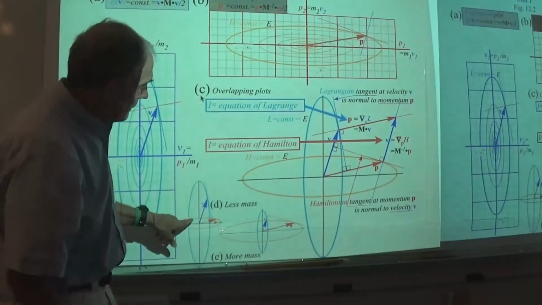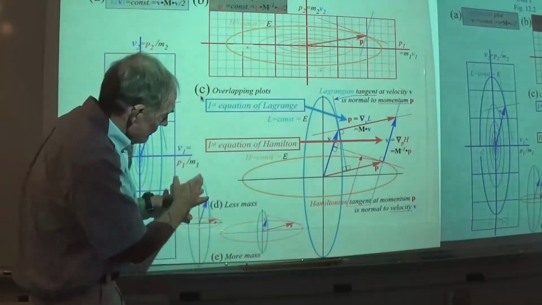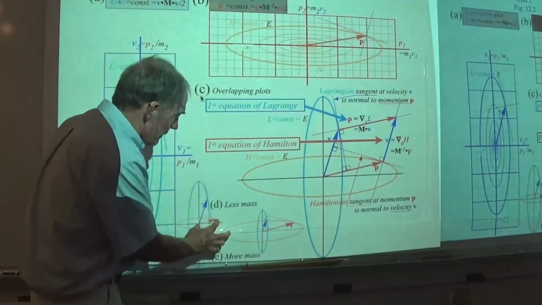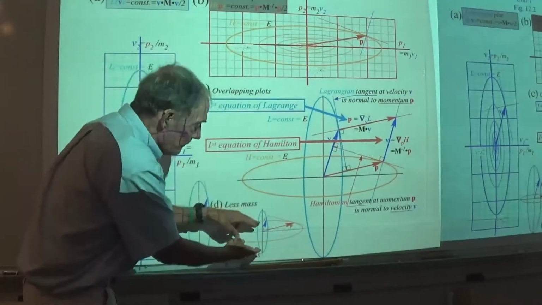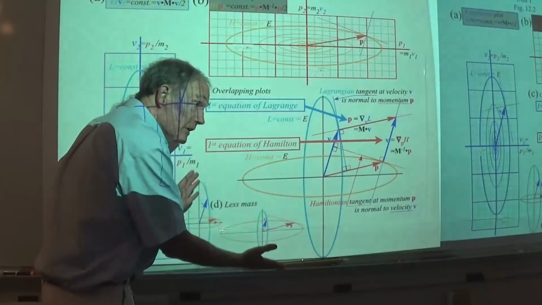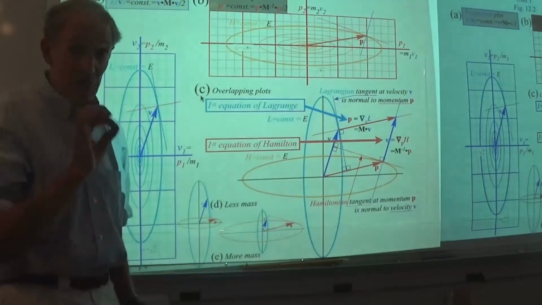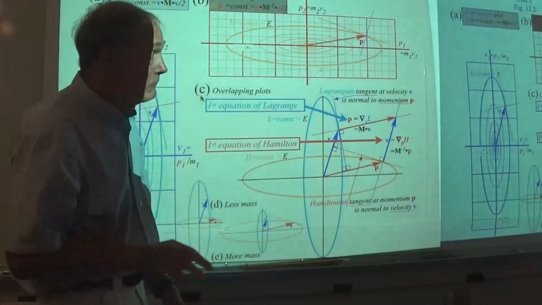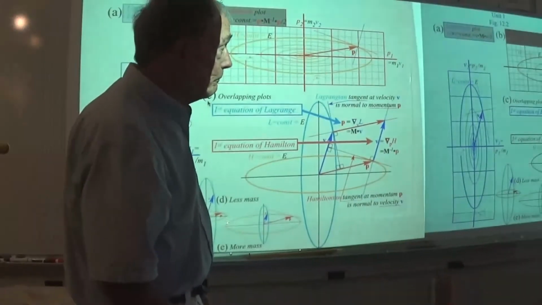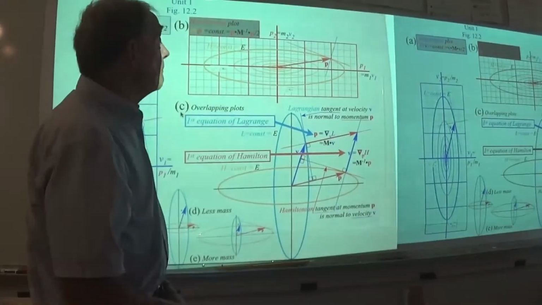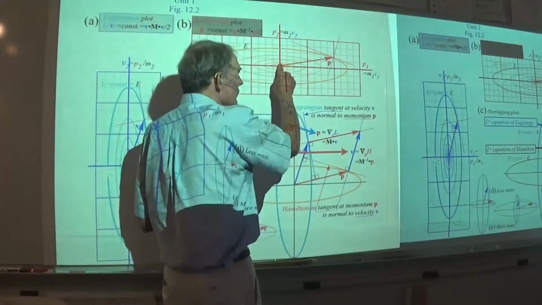So it might look like this, it might look like this. In all cases, you see, the tangent is going to be perpendicular to the momentum, even if the ellipse of the Lagrange is big. If it's smaller, it still works. This is scaling independent. Okay, just a minor point, but one that's worth keeping tabs on.